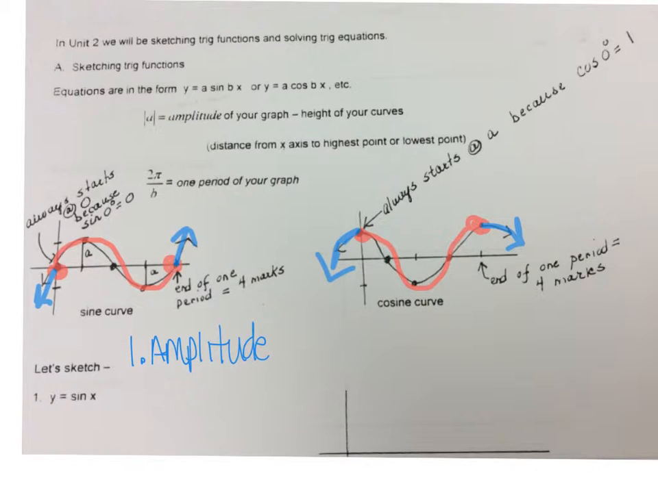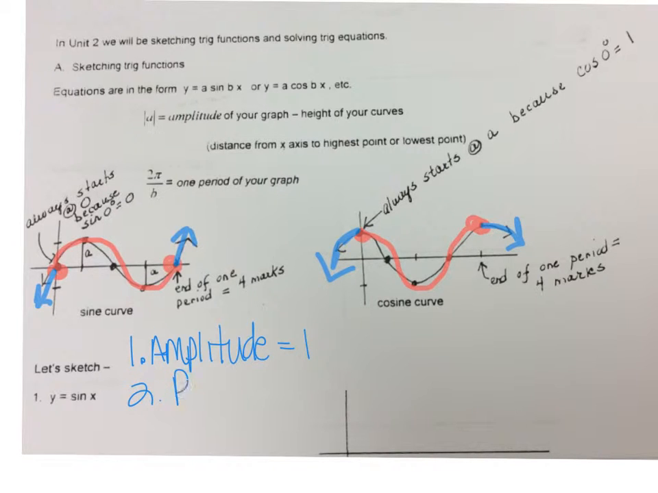We'll first start out finding the amplitude, which is the number in front of sine. It's going to be your A. If you look up here at the top, it's going to be your A. In this case, it's going to be 1. So my amplitude here is going to be 1.